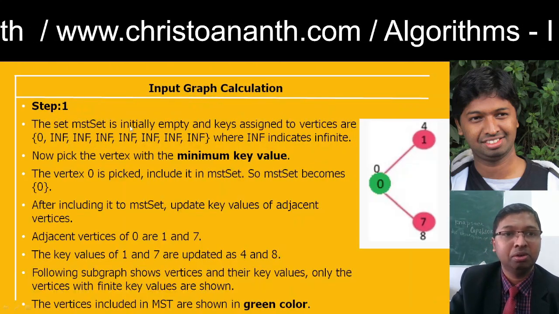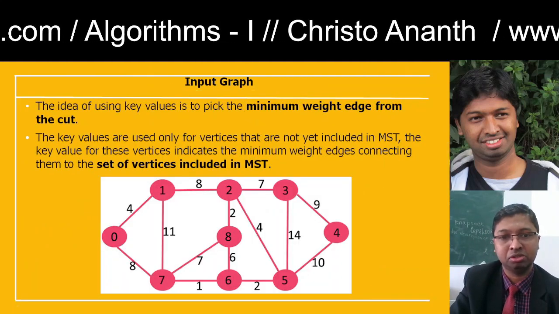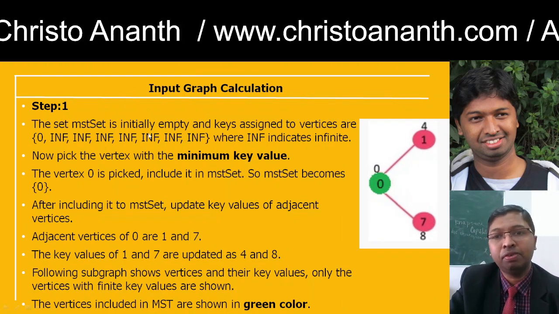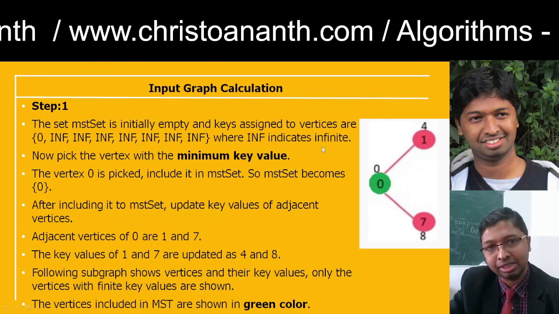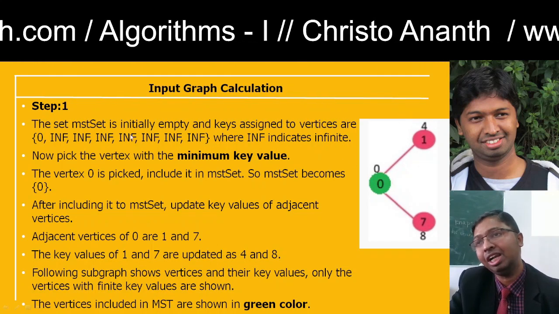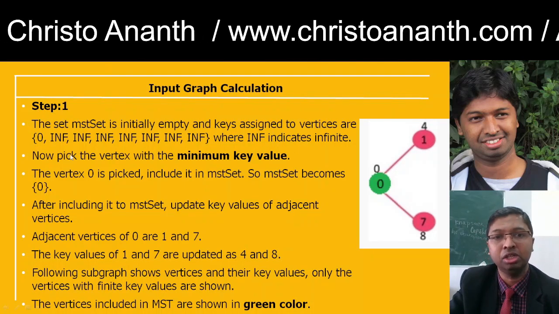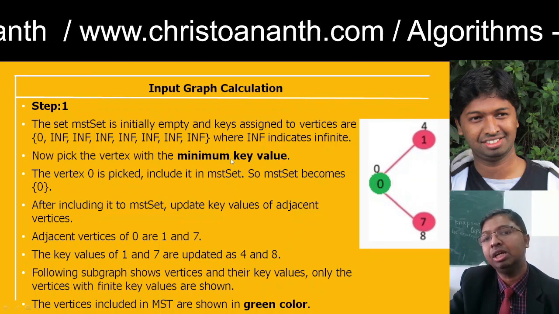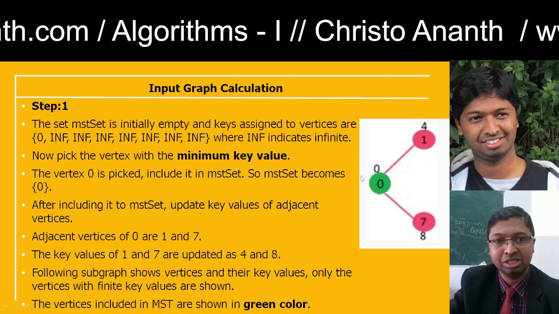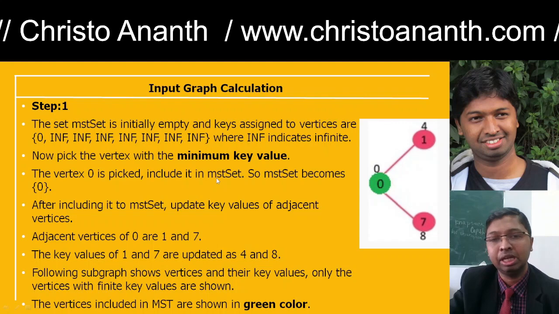First we'll start off with vertex 0. The key values are 0, infinity, and so on. The MST set will have 0, and all the others, as I told you, will be infinite. INF means infinite. You pick the vertex with the minimum key value, so vertex 0 is picked and included in the MST set.